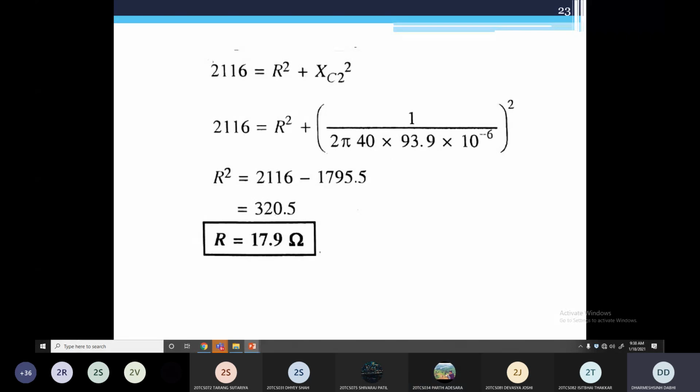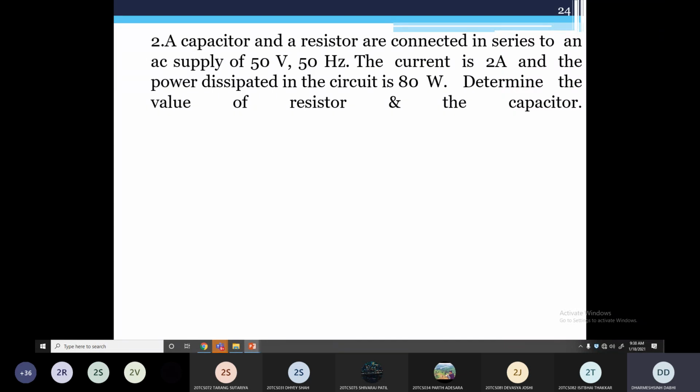All of you done this example? Over? Is there any doubt? So I move to the next example. Okay. So next example, write down: a capacitor and resistor are connected in series to an AC supply of 40 volt, 50 hertz. Current is 2 ampere and power dissipated in the circuit is 80 watt. Determine the value of resistor and capacitor.